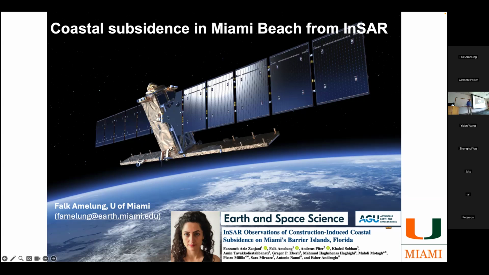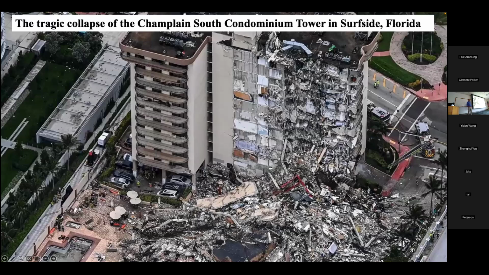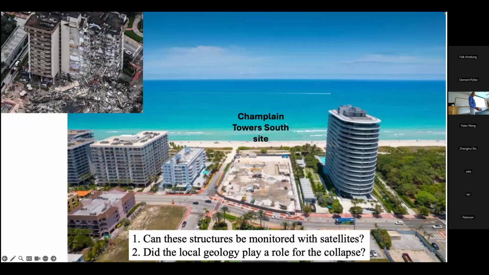Okay. Yeah, so we started working on this after this event, which was 3.5 years ago, in 2021: the Champlain Towers South Condominium in Surfside, which collapsed just out of nowhere. And for somebody like me studying disasters, or studying hazards, I had to study this also. Tragically, 98 people got killed.